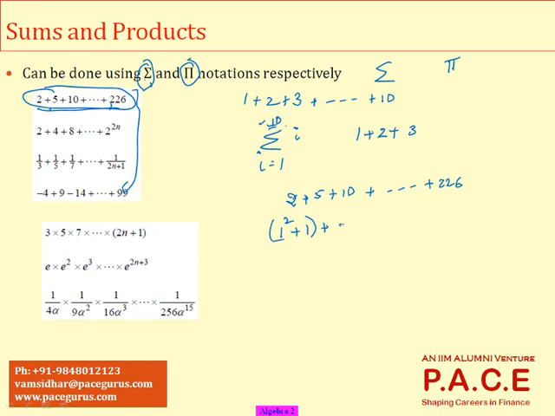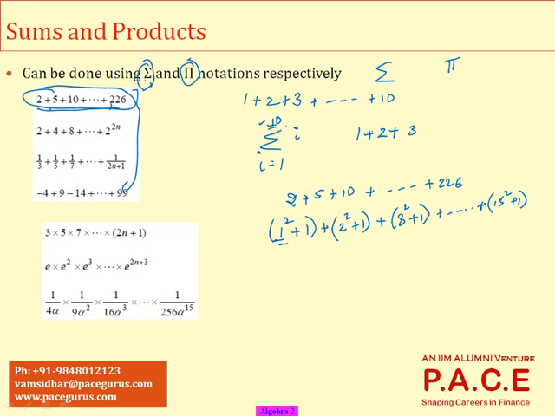Then I will write 5 as 2 squared plus 1. You need to be comfortable with some of the series like this. Then I'll write this as 3 squared plus 1. So you see there is a pattern. The last one I will write as 15 squared plus 1. So how do I write it in the same form?